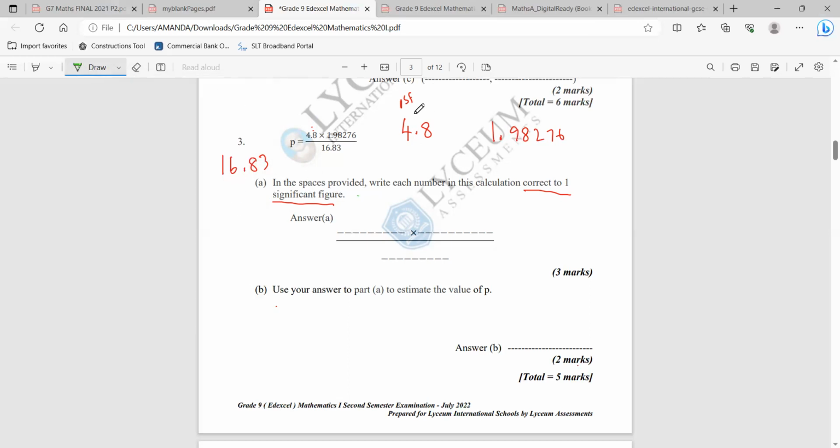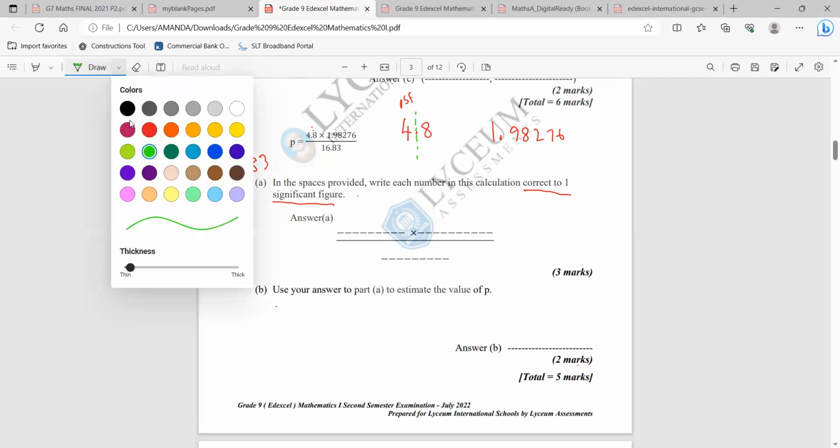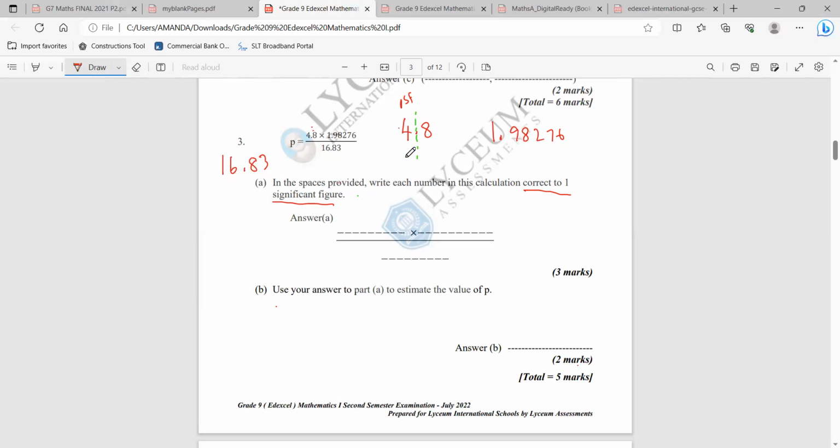You just have to cut off from here. So when you do that, you have to see who is behind you. It is 8. So when you are cutting off 8, if that number is 5 or more, you have to round up. Round up means 4 becomes 5, and this 8 becomes 0. So the first number is going to be 4.8 changes to 5.